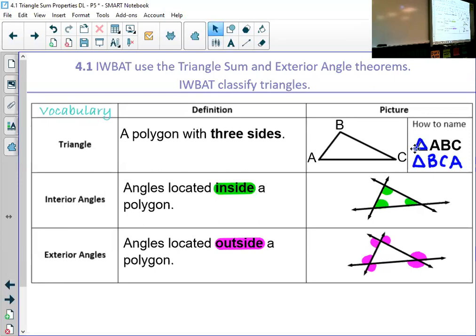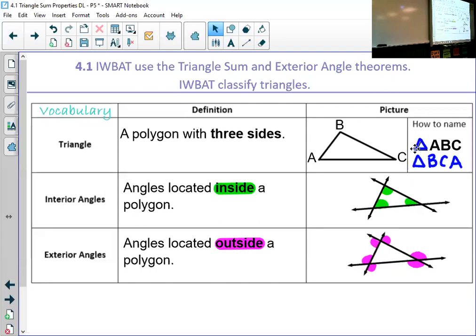We are going to be talking about some other polygons today. Like if we have a quadrilateral, we can just name it with the 4 vertices. So depending on what kind of polygon you're talking about. But we're focusing mainly on triangles in chapter 4. And this is our last chapter for this trimester.